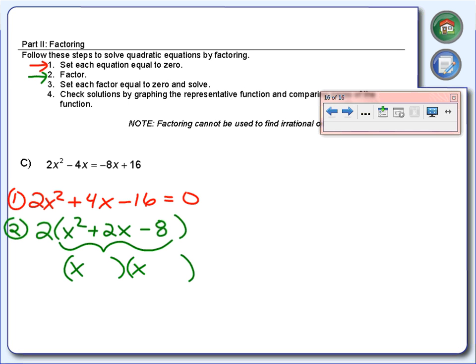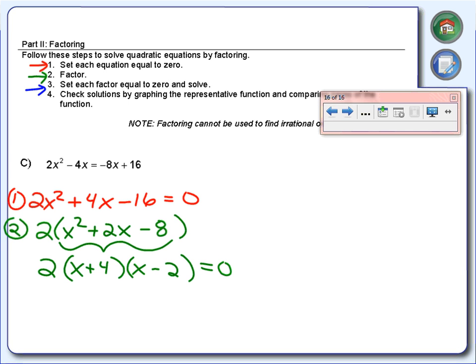So what are we going to do here? What 2 numbers can I use so that when I multiply them, they give me negative 8, but they also add up to a positive 2? Positive 4 and negative 2. Notice when you multiply them, you get negative 8, and when you add them, you get a positive 2. Now let's not forget about that GCF that we factored out earlier. So just throw that back in front, and don't forget it's still equal to 0. So that takes care of step number 2.